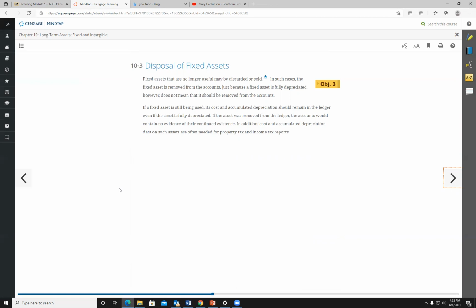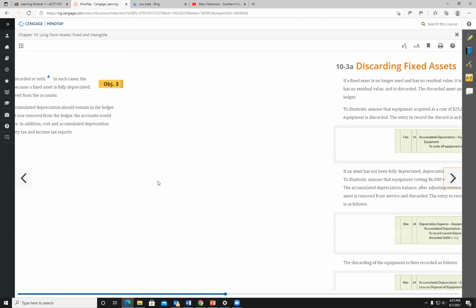If the asset was removed from the ledger, the accounts would contain no evidence of its continued existence. In addition, cost and accumulated depreciation data on such assets are often needed for property tax and income tax reports.